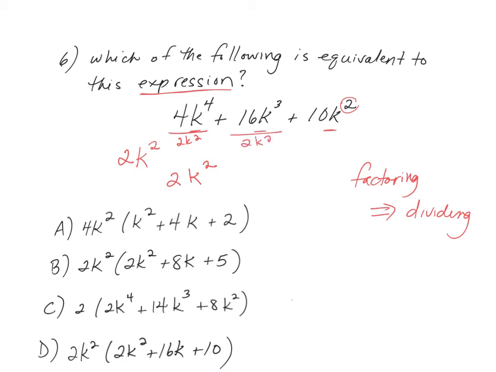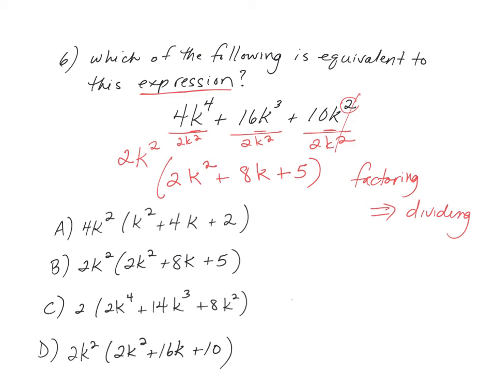Then divide our second term by 2k squared, and 16 divided by 2 is 8, and k to the 3rd divided by k to the 2nd is k to the 1st, because 3 minus 2 is 1. And then when I divide 10k squared by 2k squared, the k squareds cancel out, and 10 divided by 2 is 5. And if you'll notice, that is answer B.